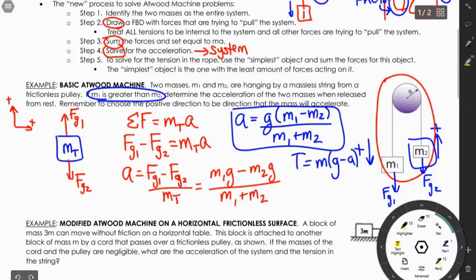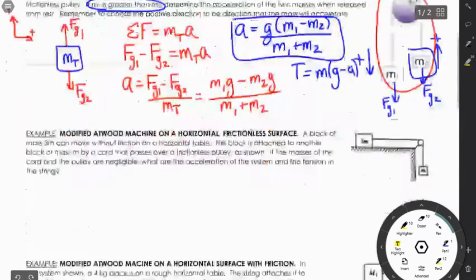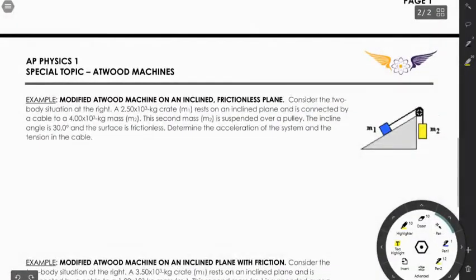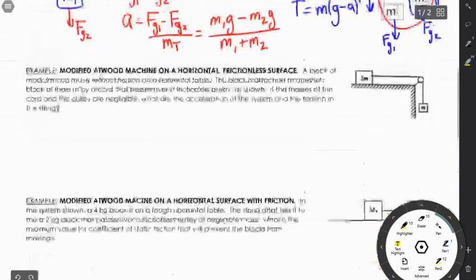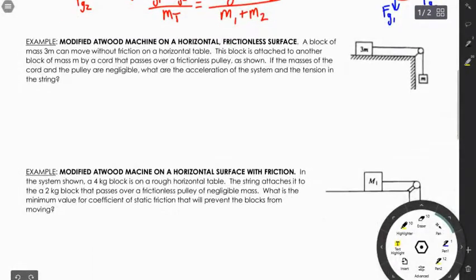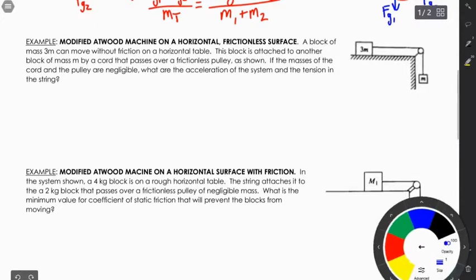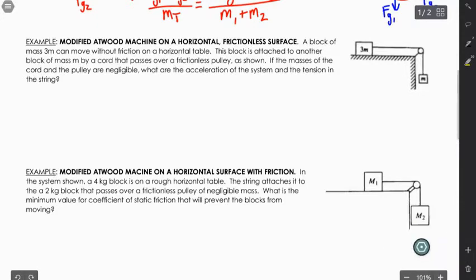So if you got more practice with this, do you think it'd be a little bit easier to do one system, at least to find the acceleration? All right, so let's look at what happens now when we have the Atwood machine on a table.